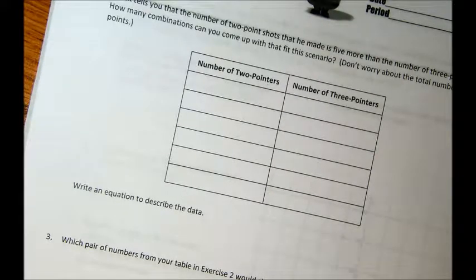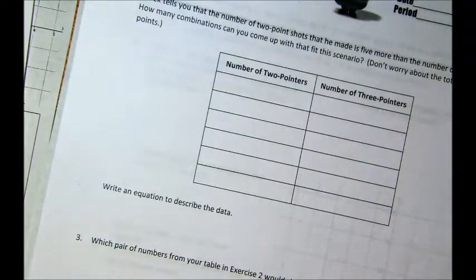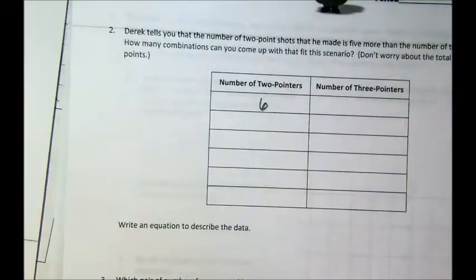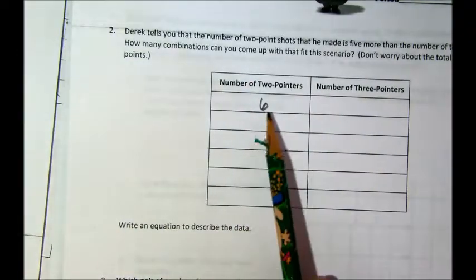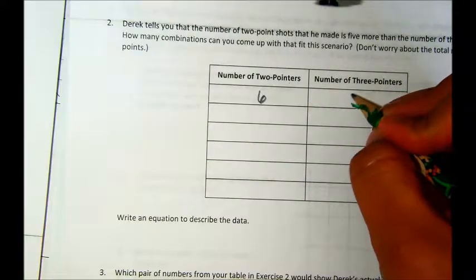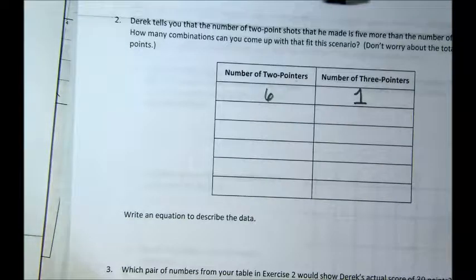How many combinations can you come up with that fit this scenario? Don't worry about the total number of points. So how could Derek show that the number of 2-pointers he made is 5 more than the number of 3-point shots? Well, let's start by just picking a number. How many 2-pointers do you want Derek to make? I want Derek to make 6 2-pointers. I need my 2-pointers to be 5 more than my number of 3-pointers. That means Derek has 6 minus 5, which is 1.